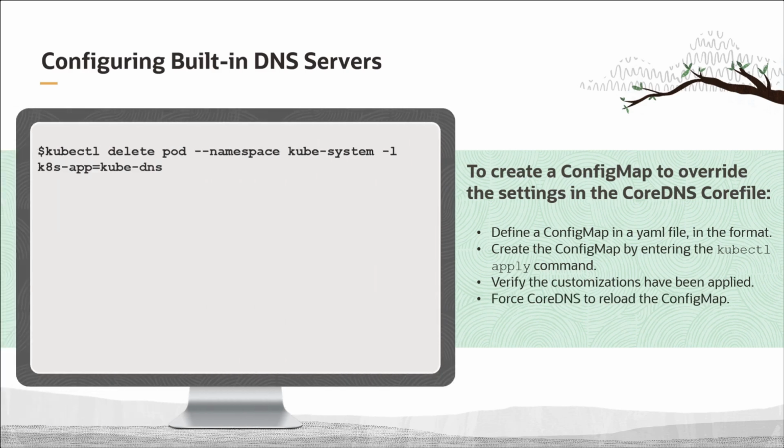And to make sure that CoreDNS reloads the config map, we must enter the command kubectl delete pod, provide the namespace, which is kube-system, and use the label selector to delete all those pods with the label k8s-app equal to kube-dns. And once we run this command, the CoreDNS pods get deleted and restarted using the new configuration.